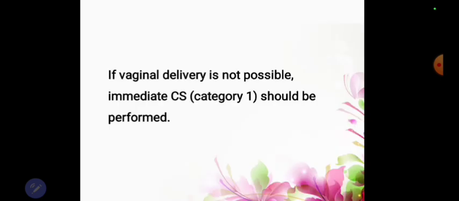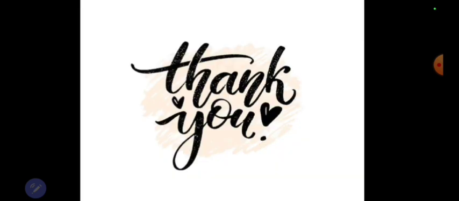If vaginal delivery is not possible for the second twin, immediate category 1 cesarean section should be performed. Thank you. Any question?